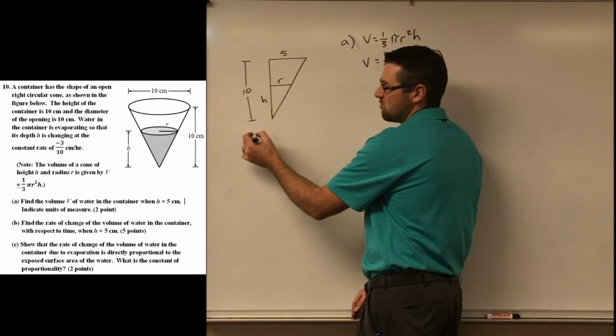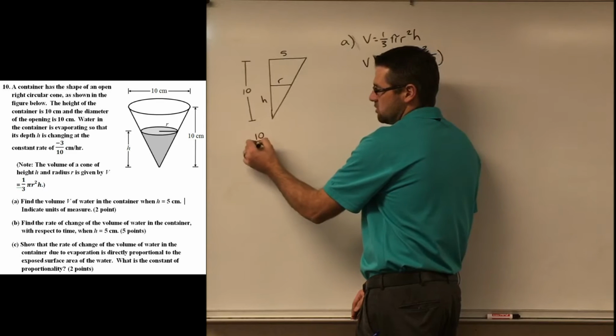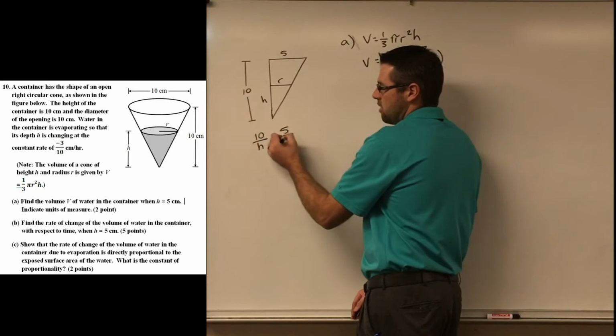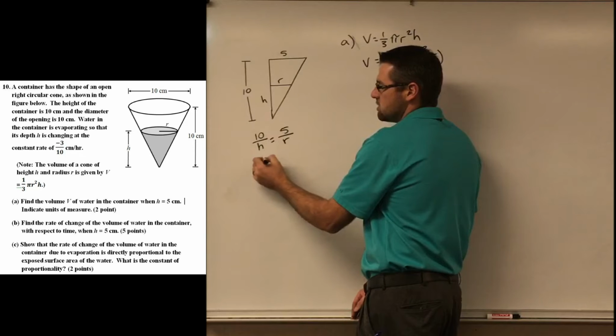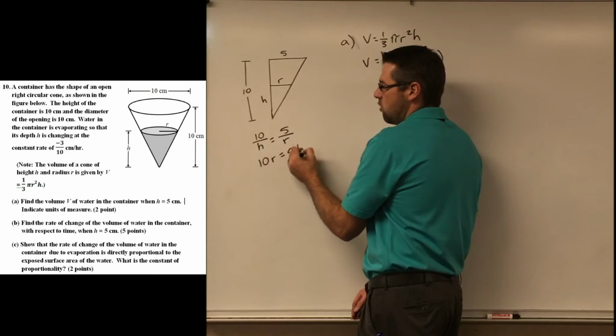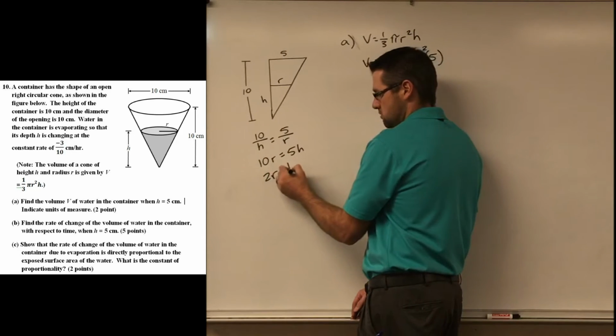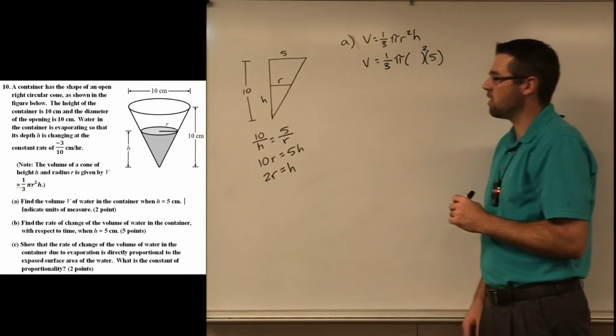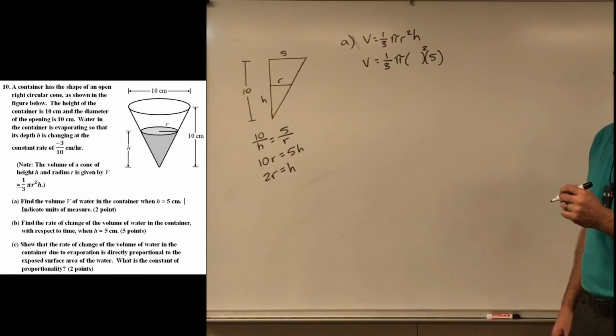True, but give me the 10 over H equals 5 over R. And then we can cross multiply, so you say 10R equals 5H. And we'll reduce that and say 2R equals H. True. Now remember, I say don't plug anything in until after you take the derivative.